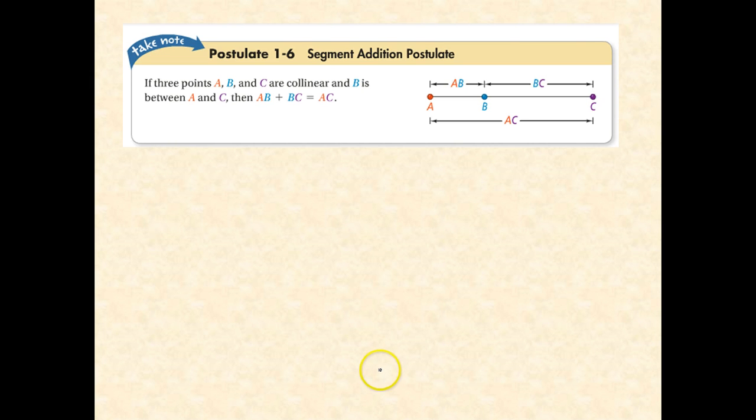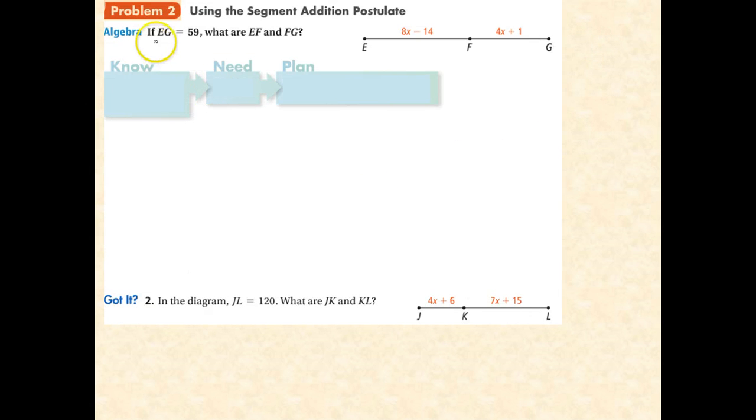The segment addition postulate. If you've got 3 collinear points, and B is between A and C, then we can say that the length of segment AB plus the length of segment BC equals the length of segment AC. Seems to make sense, right? So if EG is 59, so the whole way here is 59, what are the length of EF and the length of FG?